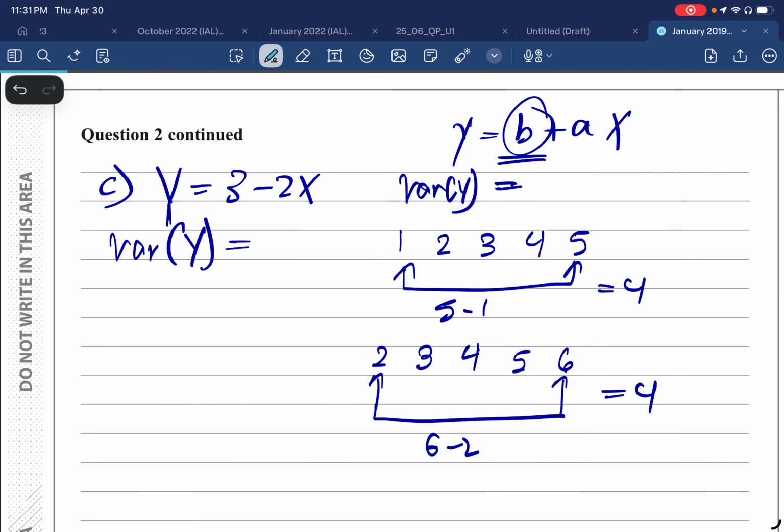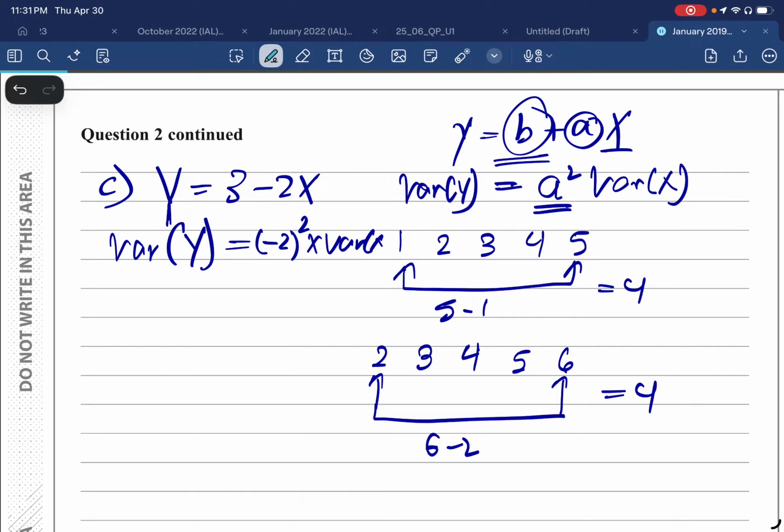So it doesn't matter the number you add or subtract from your entries, the range is always going to be the same. That's why when we do this, we square the coefficient of x, and we write this, and we ignore that. We ignore whatever is being added or subtracted. And so over here is going to be just this times the variance of x.